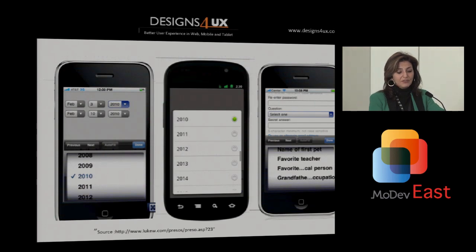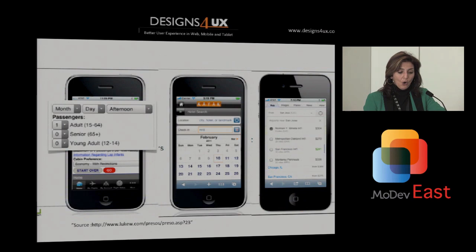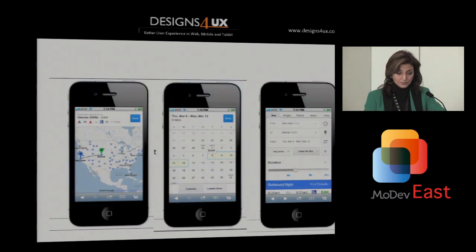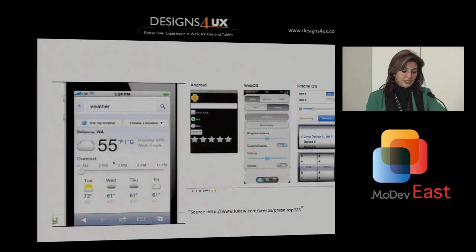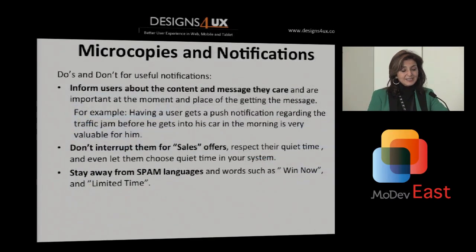For example, if they can go to a Rolodex and select something or push a button or slide something, it is by far better than asking them to type in something. So whatever you can, ask them to select rather than typing. And there are different ways to do it. The last thing is about designing microcopies and notifications.